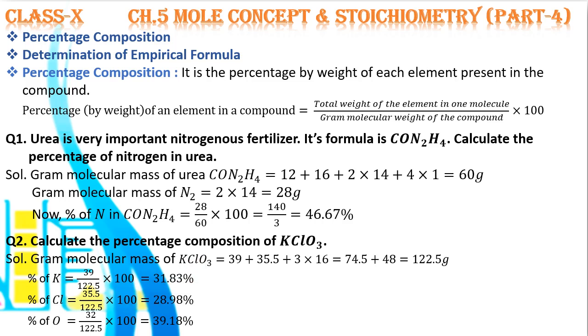Now let us find the percentage of chlorine. One atom of chlorine is present, so its mass is 35.5 and total mass is 122.5 multiplied by 100, we get 28.98%. This is the percentage of chlorine in potassium chlorate. Similarly, percentage of oxygen is 39.18%. So students, to find the percentage composition of any compound, we will find the percentage of each element separately. Let us move to the next topic.